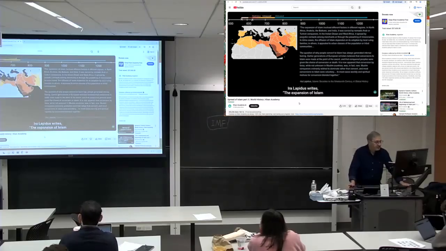And Ira Lapidus writes, "The expansion of Islam involved different factors in different regions. In North Africa, Anatolia, the Balkans, and India," so these are regions that we aren't showing in this map. Those happened later on, outside of the period depicted in this map. "It was carried out by nomadic Arab or Turkish conquerors." And so that is a similar method to what we're talking about in this map.